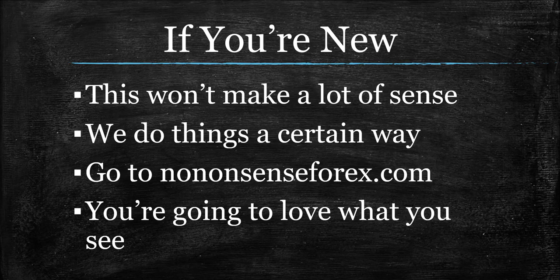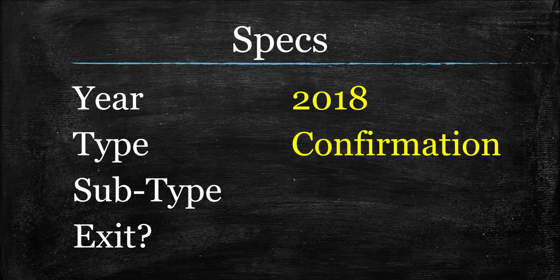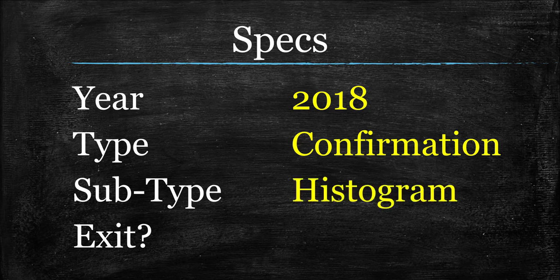But for the rest of us, let's go ahead and get into the specs now. The year this was created was 2018. No asterisks next to the 2018 like last week. This is actually 2018. The type here is going to be a confirmation indicator. The subtype is, like it says in the name, a histogram, and not your classic histogram that you're probably used to seeing on the MACD. For example, an even easier color change version of that you'll see in a moment.